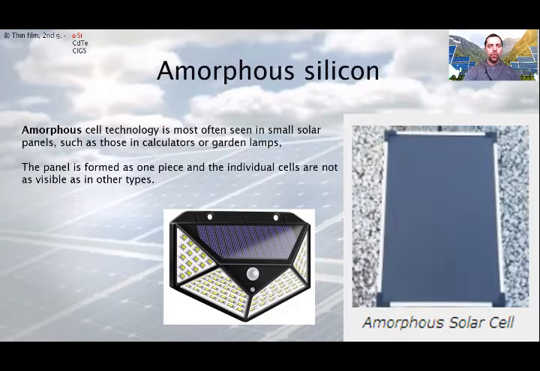The panel is formed as one piece, and the individual cells are not as visible as in the other types. The efficiency of amorphous panels is not as high as those made from individual solar cells, although this has improved over recent years to the point where in some cases they can be seen as a practical alternative to panels made with crystalline cells.